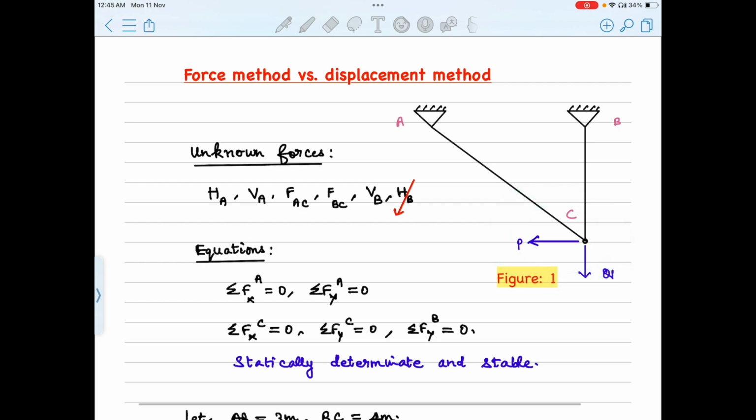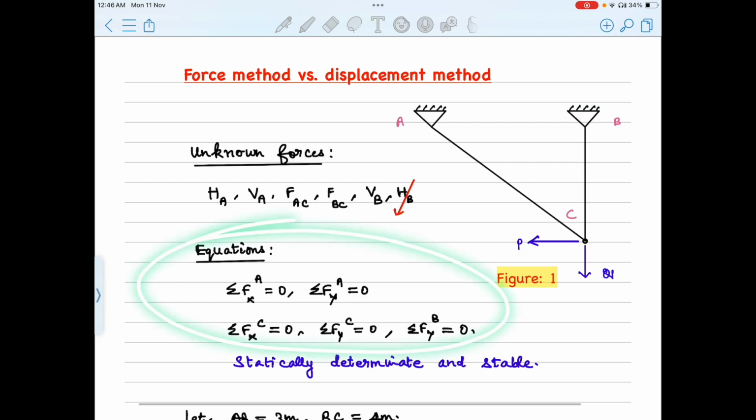Let's name the unknowns next. They are HA, VA, FAC, FBC, VB. Why not HB? Because we see that member BC is vertically aligned and hence only the reactive component VB would develop at B. We can next write down the equations of static equilibrium applicable at every joint.